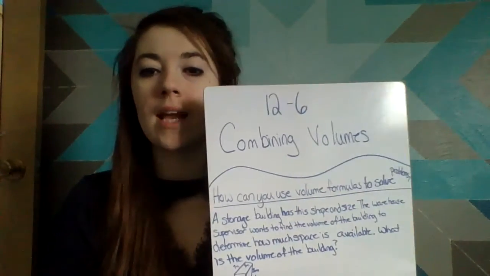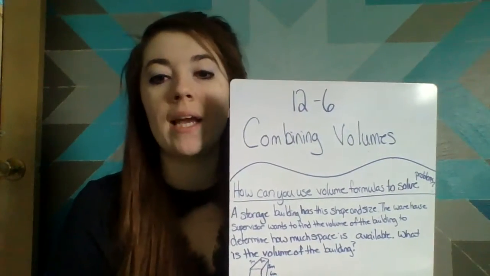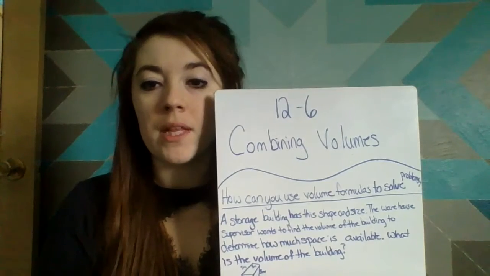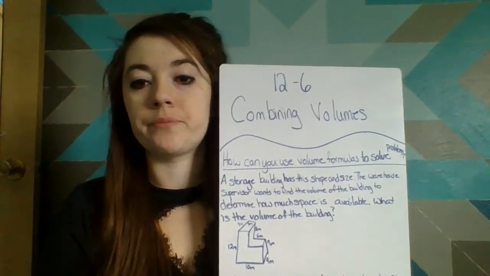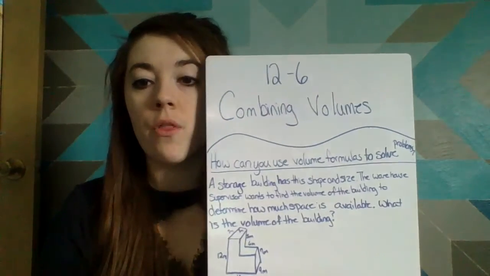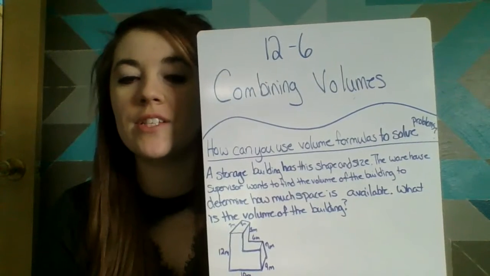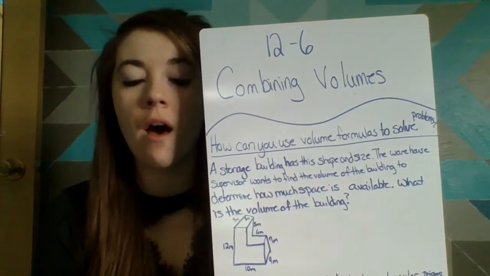So here we are looking at combining volumes. This is 12-6, combining volumes. So how can you use volume formulas to solve problems? A storage building has this shape and size. The warehouse supervisor wants to find the volume of the building to determine how much space is available. What is the volume of the building?